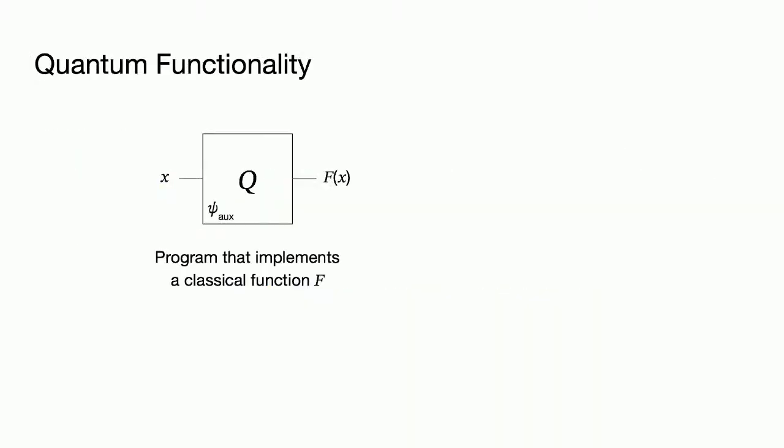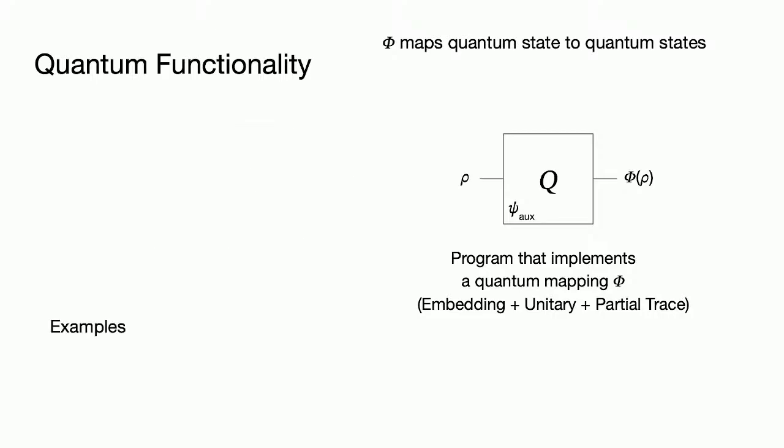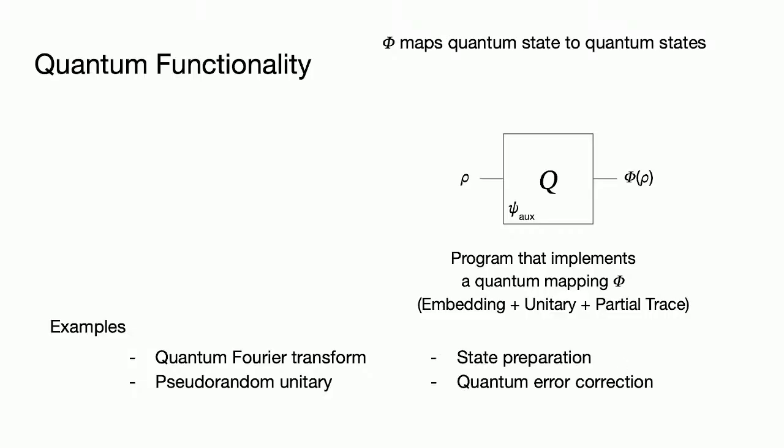In previous work like BBB24, they obfuscate programs that compute a classical function f, which has classical inputs and classical outputs, and is deterministic. But now we would like to consider a program that computes a quantum map phi that sends a quantum state to a quantum state. A general quantum map can always be expressed as first embedding the input state rho into a larger space, then applying a unitary on this larger space, and finally applying a partial trace to produce the output. Such a general quantum map covers a wide set of computations, such as the quantum Fourier transform, pseudo-random unitaries, state preparation, or quantum error correction.